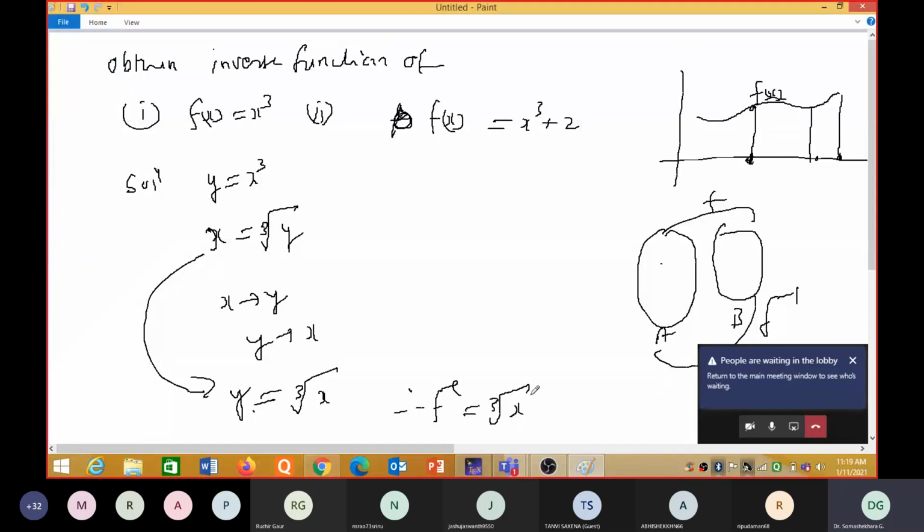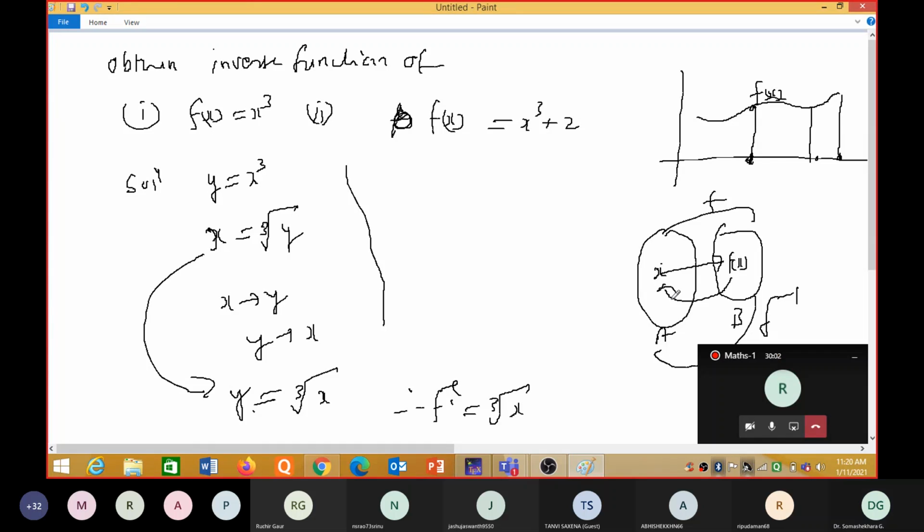Okay, see, it is like this. Suppose the element is x, the image of x is f of x. Its pre-image, how do you find? Like this, we are finding the pre-image. It is cube root of x in this case. You can understand this problem with one example.